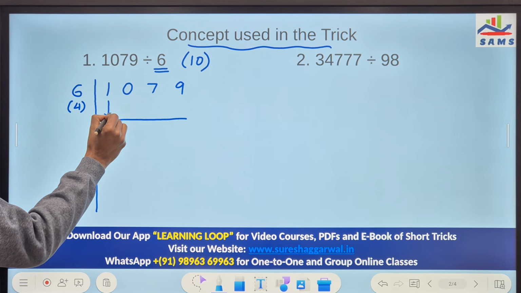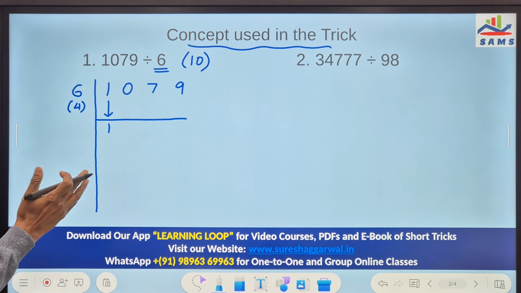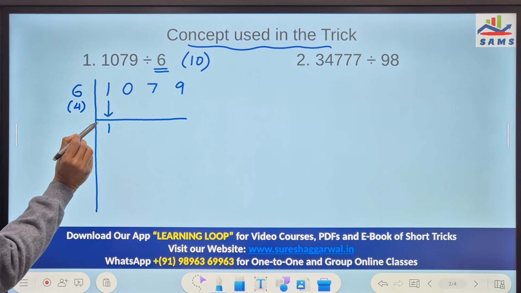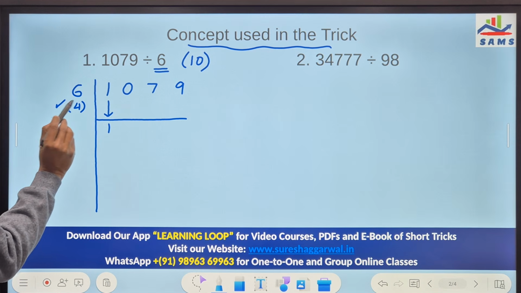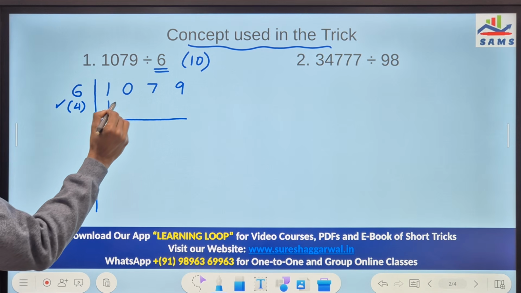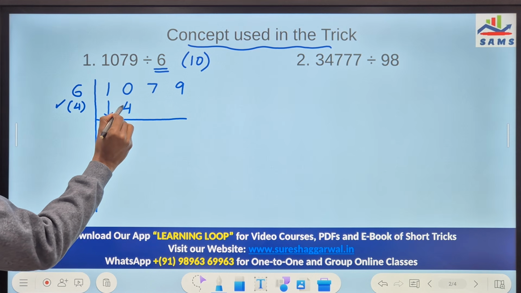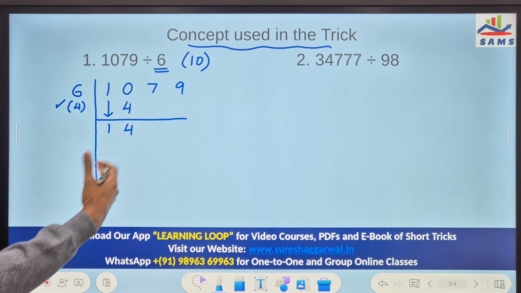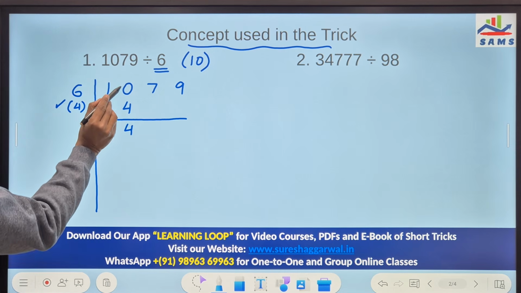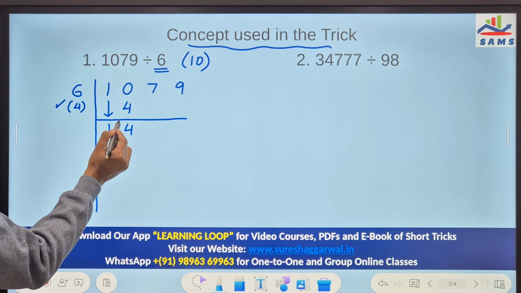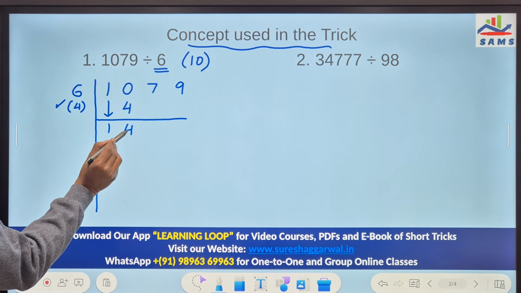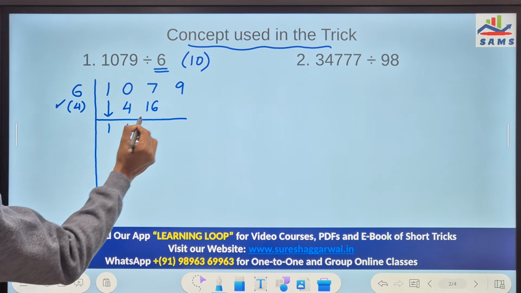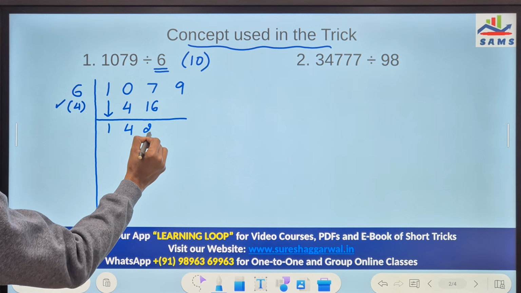So the first thing I will do is to put a horizontal line here and then bring down the 1, the first number 1 here without any change. Now what to do with this 1? This 1 is to be multiplied by this deficit, that is 4. 1 into 4 is 4, and I will write that 4 below the next number 0. So 0 plus 4 gives me a 4. So unlike traditional division where we subtract, here I am going to add these numbers. So 0 plus 4 is 4. Now again, 4 times the deficit is 16. So I will write a 16 here, and 7 plus 16 gives me 23.